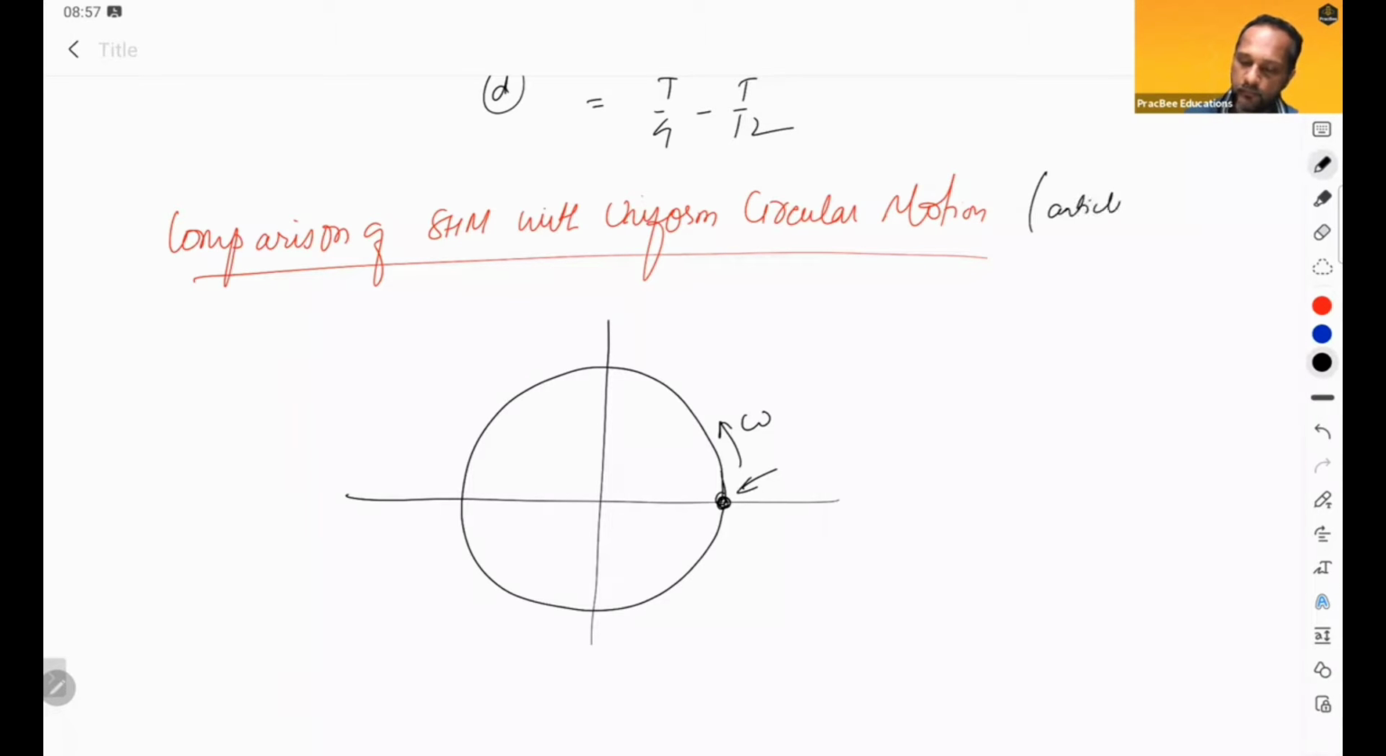Okay. So after time t, it will reach, let's say, a point P. So this angle theta will be omega t. So if you take the projection of this point on the y axis, this will be r sin omega t.